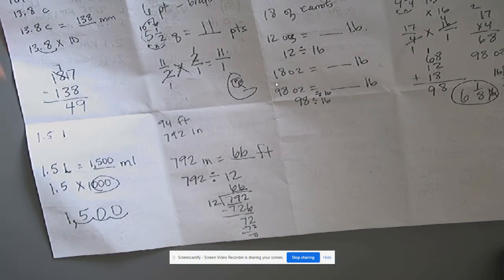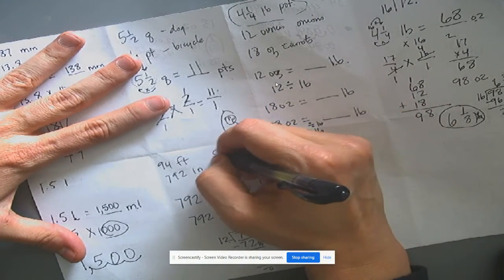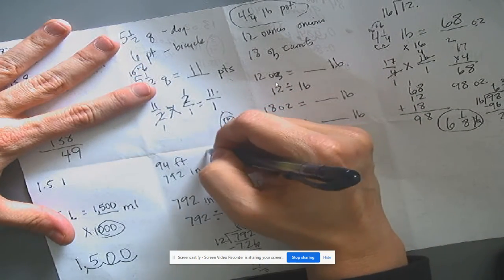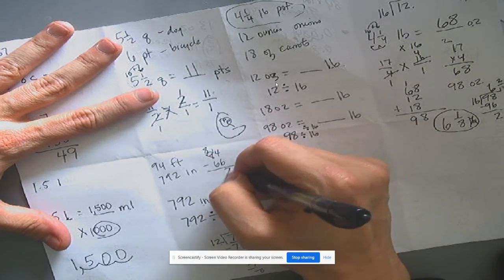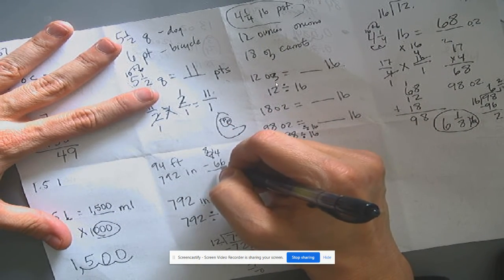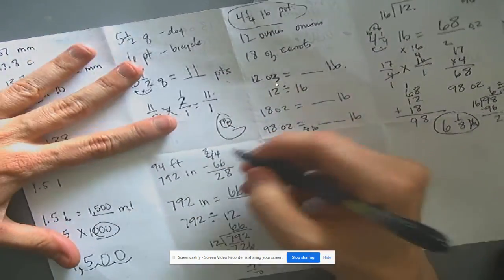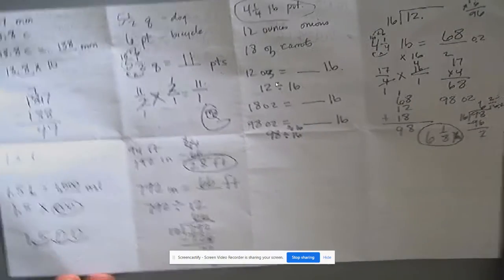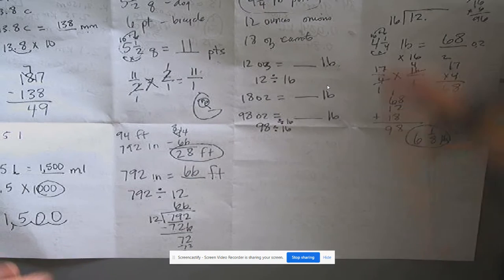Well, how much taller tells us to do what? We need to subtract. 94 minus 66. We can't take 6 from 4. 14 minus 6 is 8, and 8 minus 6 is 2. So it is 28. The pine tree is 28 feet taller.